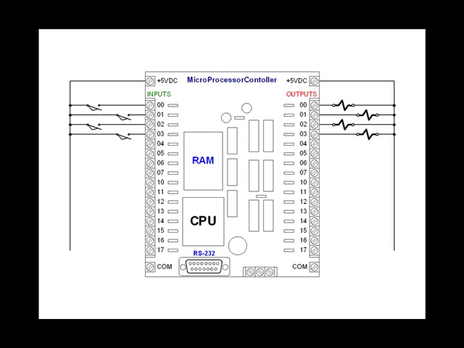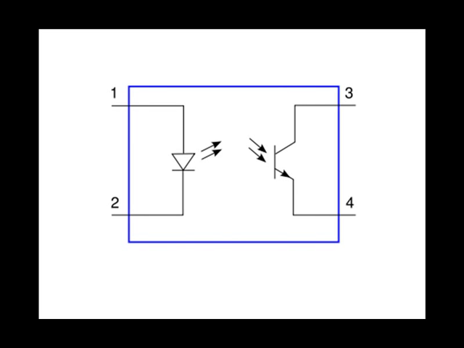Let's elaborate a little bit with the electrical isolation between the field wiring and the controller itself. This is a simple diagram of an optical isolator. When the appropriate voltage is applied between terminals 1 and 2, the light-emitting diode on the left floods light upon the base of the phototransistor on the right. The phototransistor switches terminals 3 and 4 to a state of continuity or saturation.